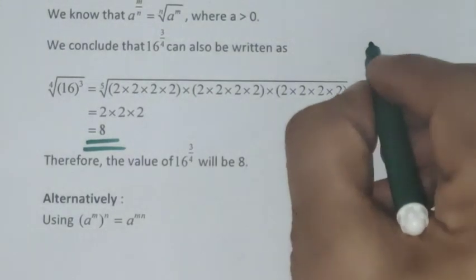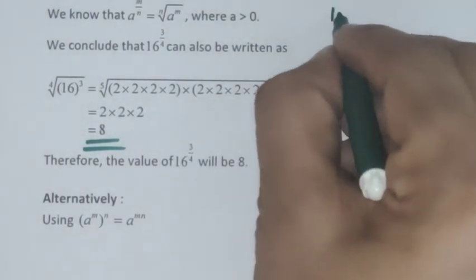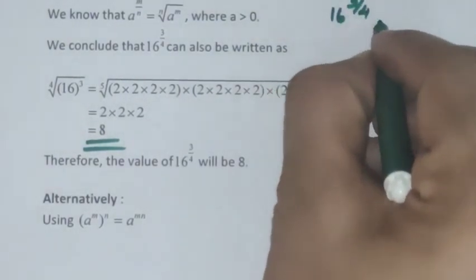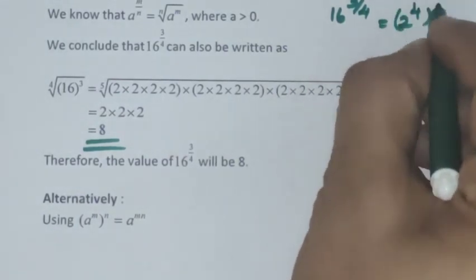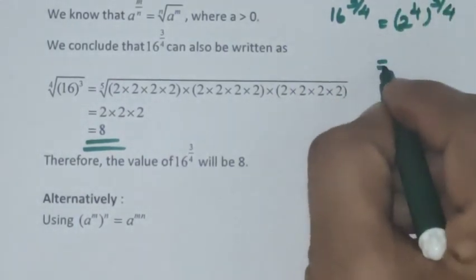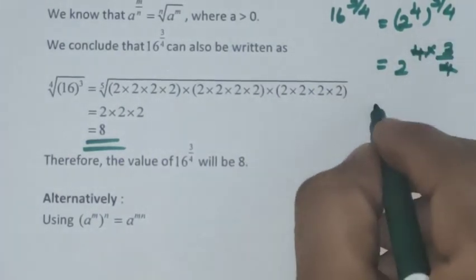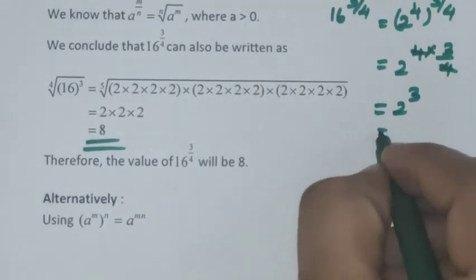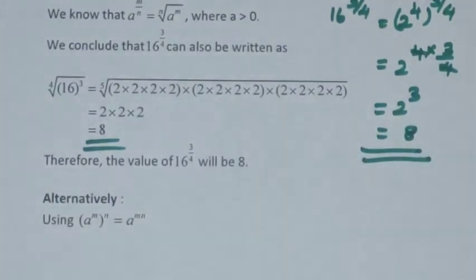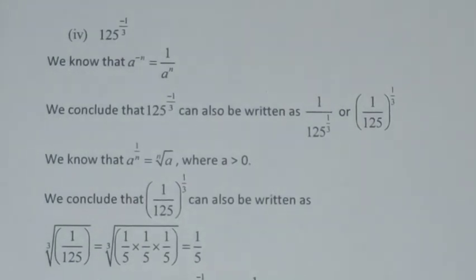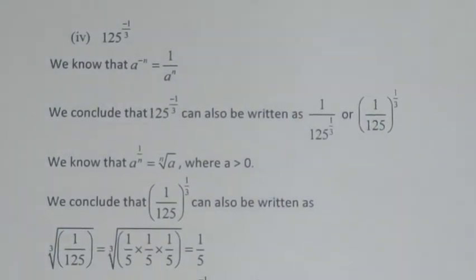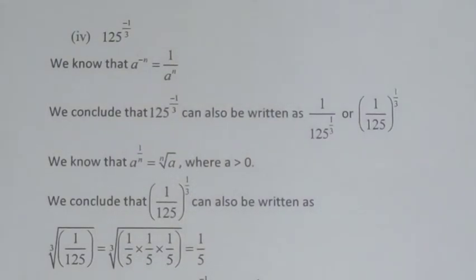Otherwise what we can write, 16 raised to 3 by 4 means 2 raised to 4 whole raised to 3 by 4. So 2 raised to 4 into 3 by 4. So it is equal to 2 cube. 2 cube equals 8. So in this way also we can complete that one. Either way, whichever is the easiest method, you can choose. Fourth question, 125 raised to minus 1 by 3.